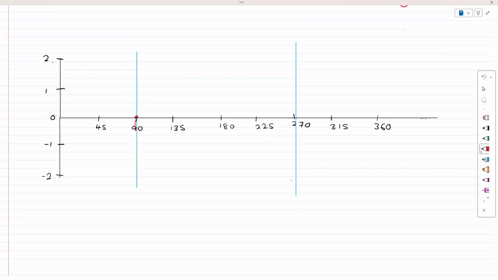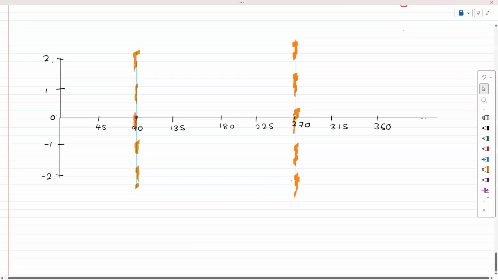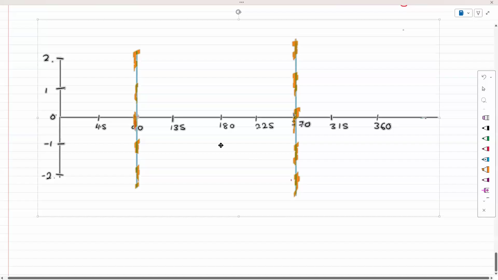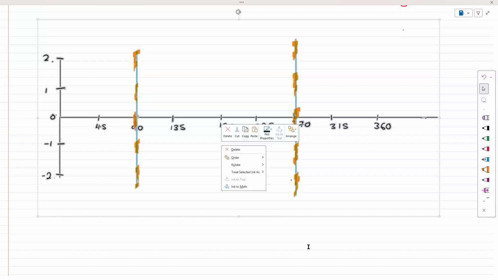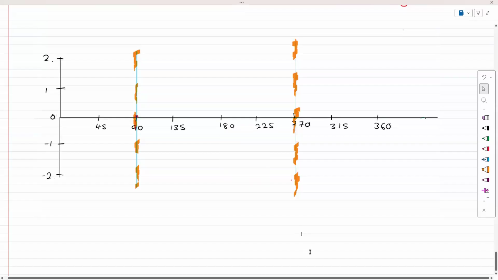Right, so please understand this is a broken line. It was supposed to be a broken line, but my broken line is not looking really good, so I just drew it as a straight line. But this is an asymptote. Okay. When it comes to this graph, it's quite simple.